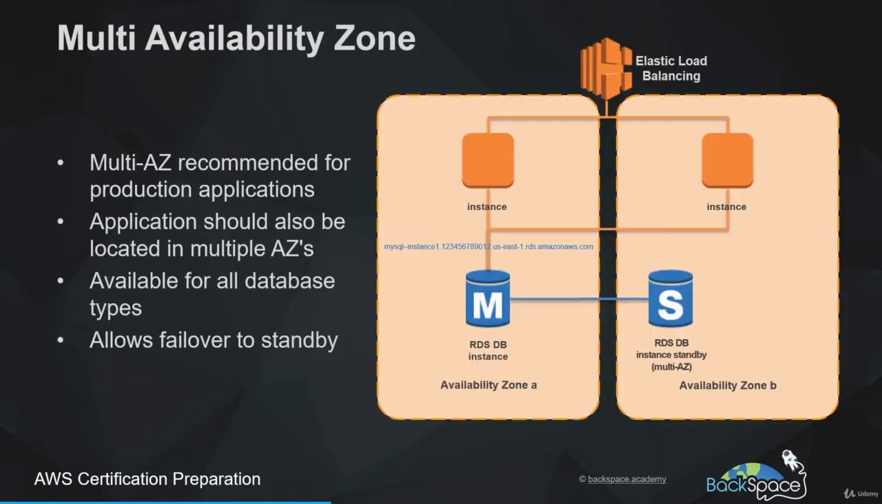Now, we never use the multi-AZ feature of RDS because it's not available on the free tier. But you still need to know why to use it, and it is recommended for all production applications. Not only should your database be multi-AZ, but your application itself that's running on EC2 instances should also be in a multi-AZ environment, because there's no point in your database surviving when an availability zone goes down if your application itself is not continuing to operate. It's available for all database engine types, and it allows for very rapid failover to a standby instance.